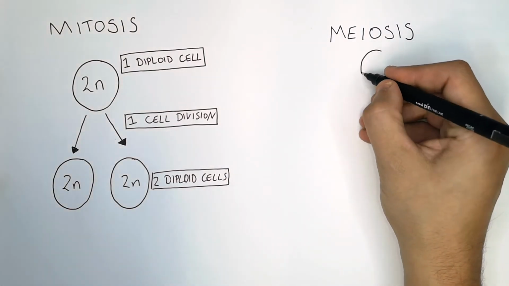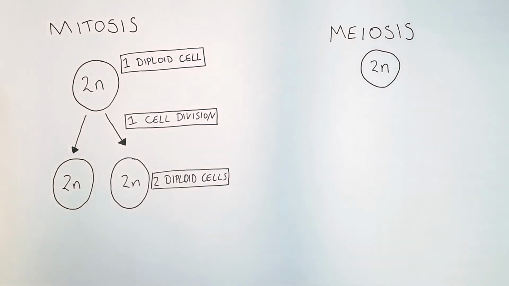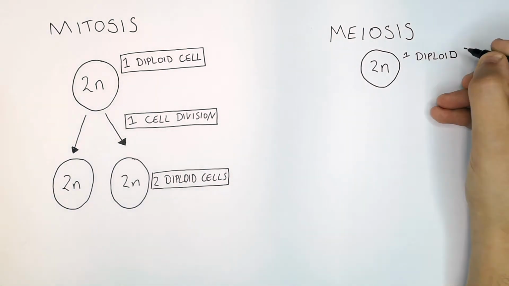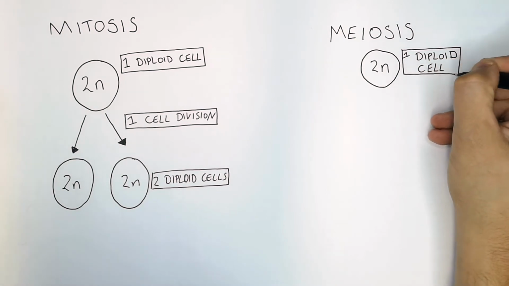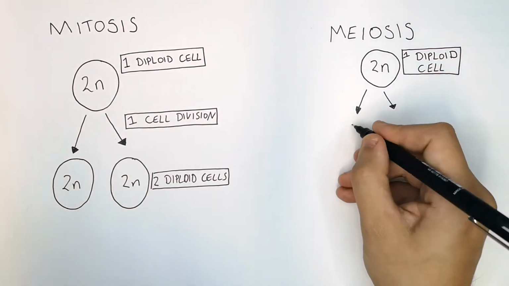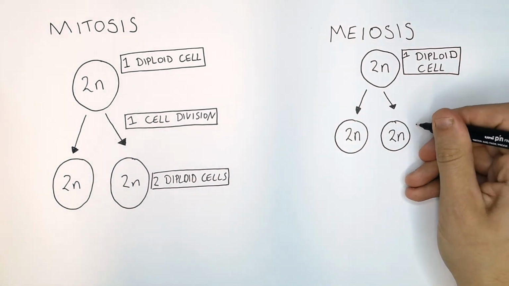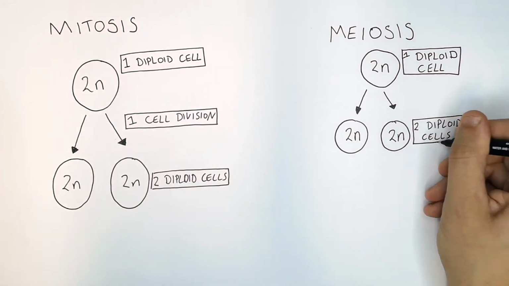Meiosis is different. However, it starts off with one diploid cell with two sets of chromosomes. And this diploid cell will divide. It divides for a first time to form two diploid cells.